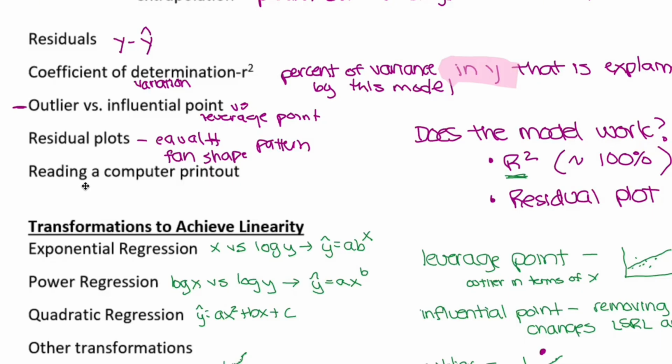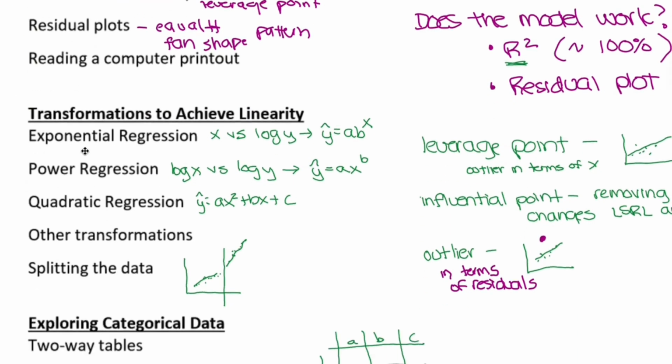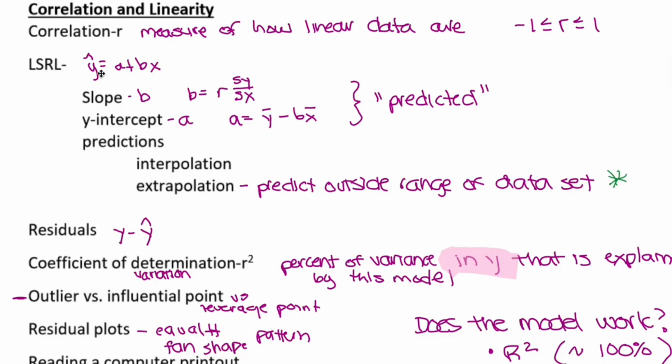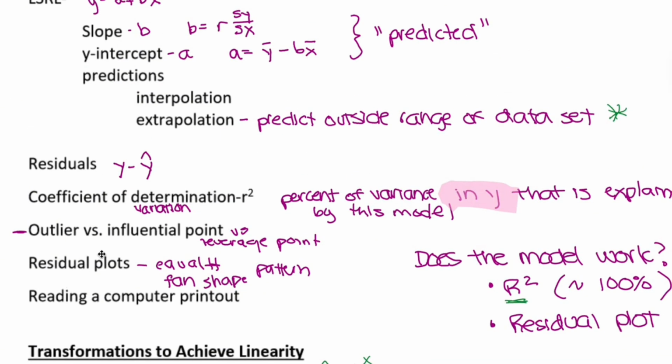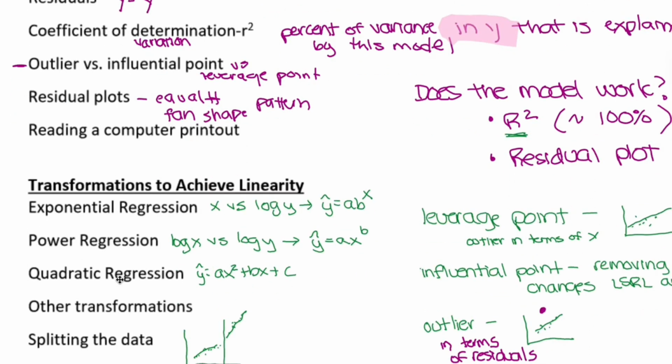Moving on to transformations to achieve linearity. We have exponential regression and power regression, also quadratic regression. Remember, this is the situation that I taught right here. If our LSRL does not fit our data, then it's a good time to switch to another model. For example, if the residual plot does not show a random pattern or does not have equal numbers of residuals above and below, which means the LSRL does not fit our data, we can try exponential regression or power regression.